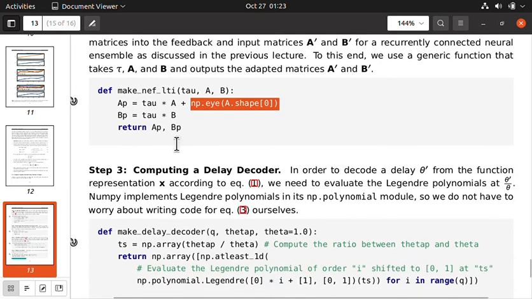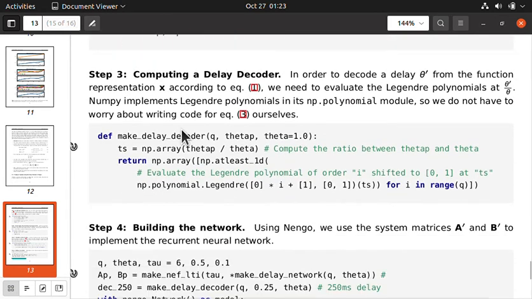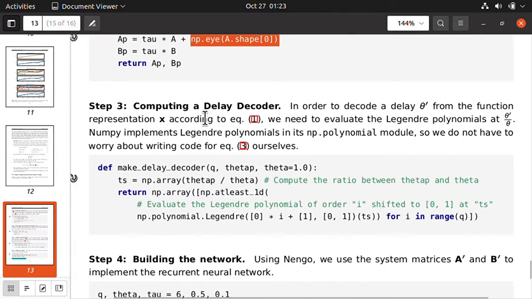Fine. I've got a little helper function to do that. And we need to figure out, okay, the output of this network, or the information coded in this network, is going to be the Legendre coefficients. Just looking at those coefficients isn't going to help me much. What I would really like to do in order to check whether this works is decode out what was the value 1 second ago.